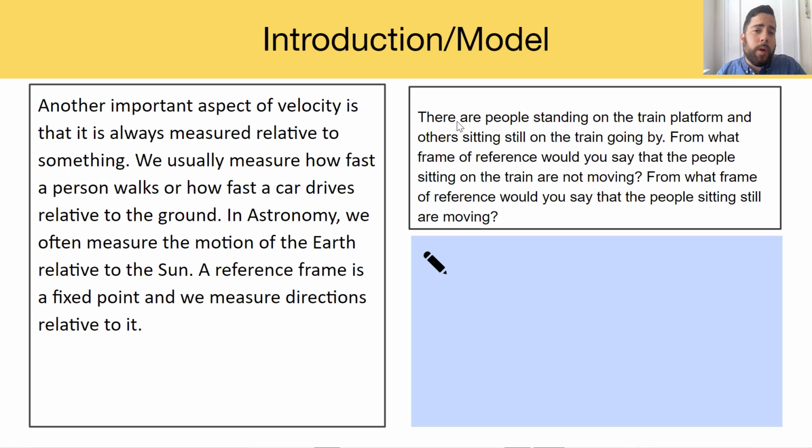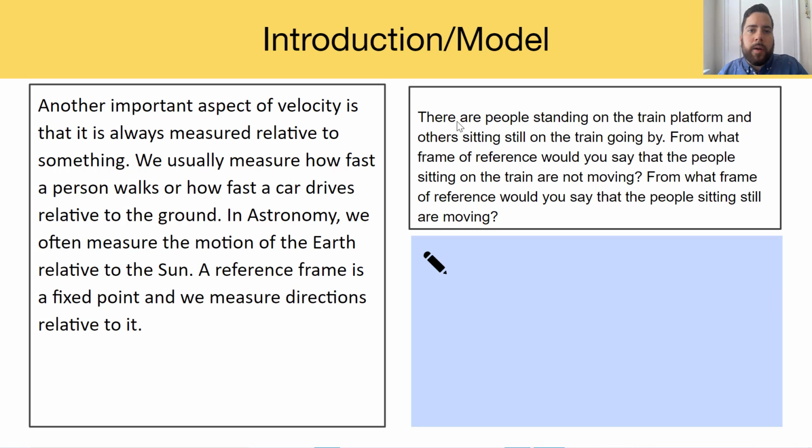So another very important aspect of velocity is that it's always measured relative to another object. So we usually measure how fast a person walks or how fast a car drives relative to the ground, right? In the last few examples, we talked about a car moving. When we say that it's moving at, let's say, 60 miles per hour, our frame of reference is the ground, right? The object is moving at 60 miles per hour relative to the ground.